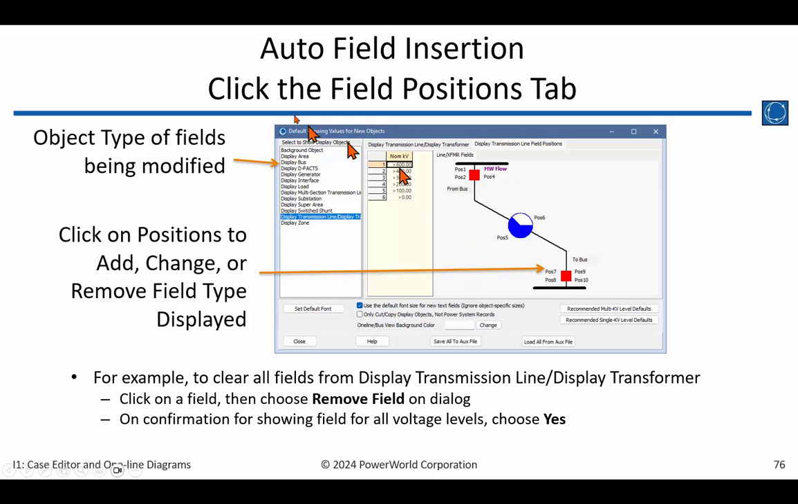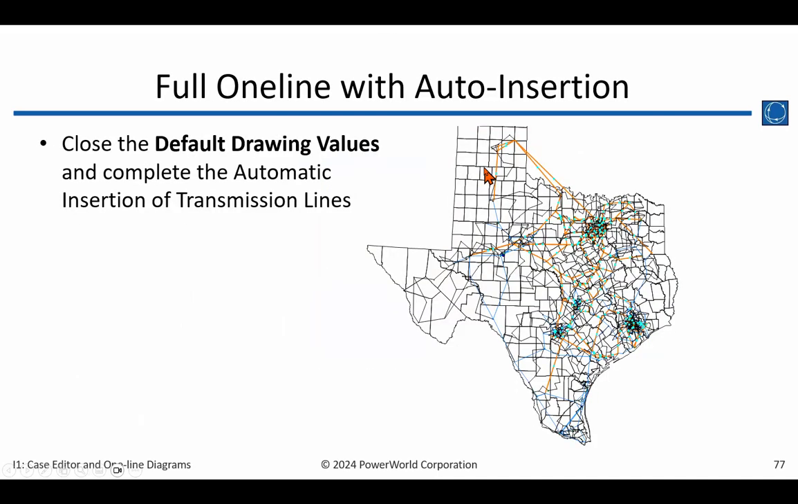And back on the slide for the field position tab, it also notes that if you have a field that is shown at a certain position, you can click on it to bring the dialog back up, and then there's a remove field option at the bottom of that dialog if you just want to take the field off of the default drawing values. And then here's this example of what it looks like when the lines are all auto-inserted and the buses are auto-inserted in the Texas case, as we just did it.